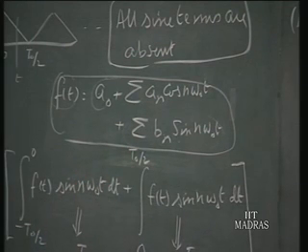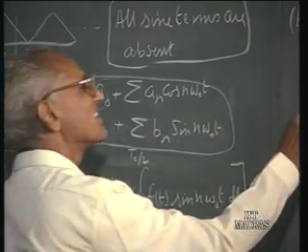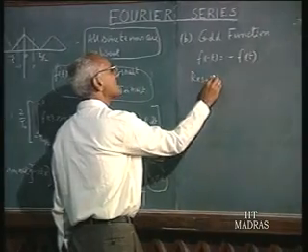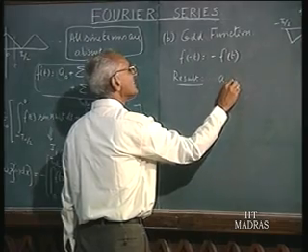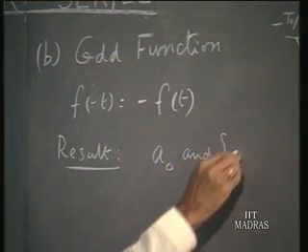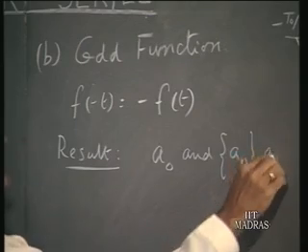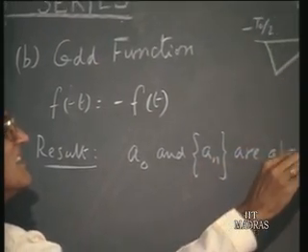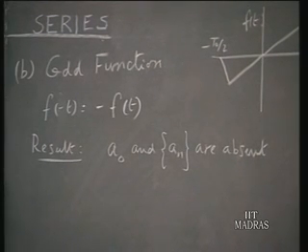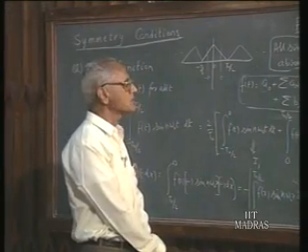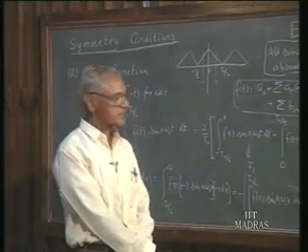And I leave this as an exercise for you to show in a similar fashion as here. I will not work this out, you can show it on similar lines. The result is a naught and a n terms are absent. So, when we see a periodic function which is an odd function of time, we do not have to spend time in evaluating a naught and a n, we immediately know they are 0. All we have to do is work out the values of the b n coefficients.